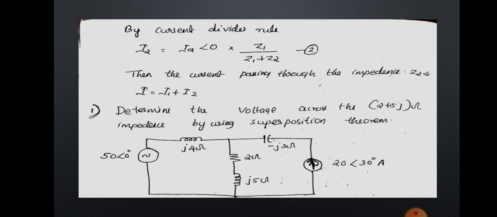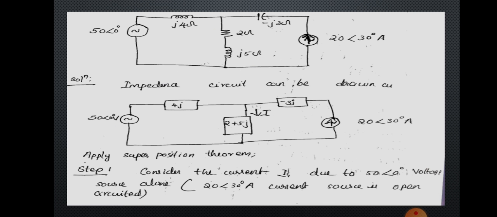Okay, so this is a circuit containing AC sources. You want to find out the current through the 2 plus 5j ohm. You can see that it is in the middle part. So first of all we will consider the voltage source alone. So the current source will be open circuited. So the circuit diagram will look like this.